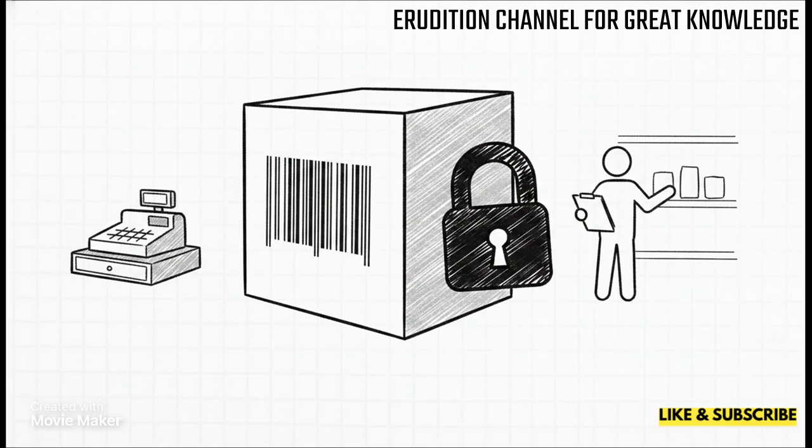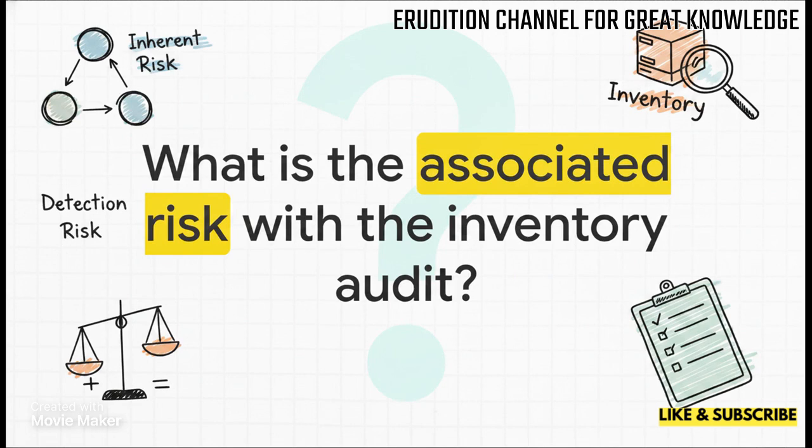Sounds pretty airtight, right? So, here's your direct exam question. Identify the risk associated with the audit of inventory in JMart. I want you to apply that audit risk framework we just built. Think about the equation. How do inherent, control, and detection risks apply to this specific scenario? Let's break down the solution.